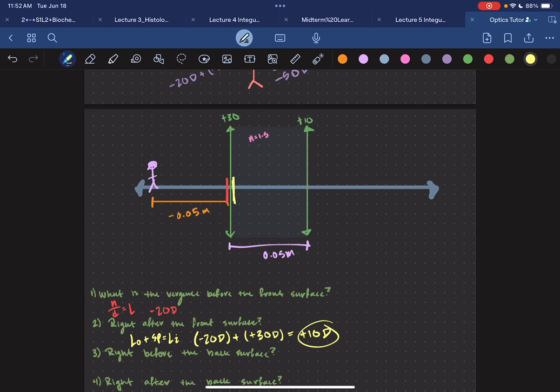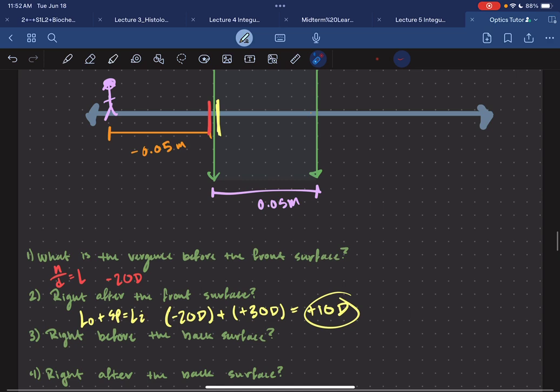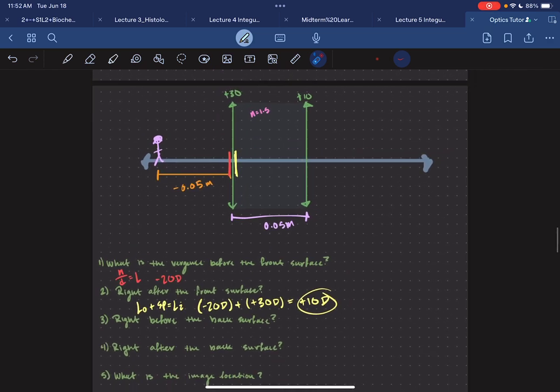Now we need to find the divergence right before the back surface of the lens. We can't just jump right to it and say, oh, it's negative 10, or positive 10. We have to remember that divergence is a factor of distance. As the distance changes, so does the divergence of the light. When we measure divergence, it's always from a point, whether that's the focal point where light is focusing in or the point source of light where light is diverging from. We always have to measure from that point.